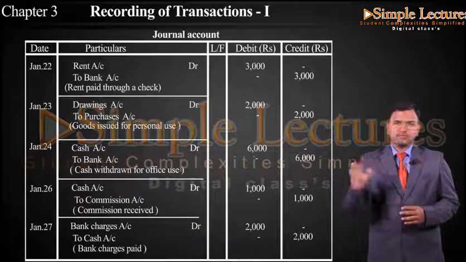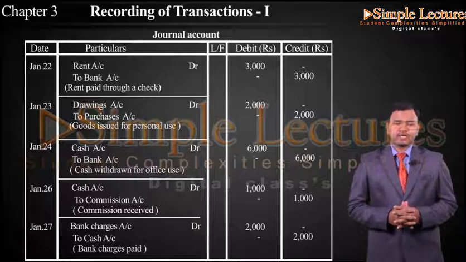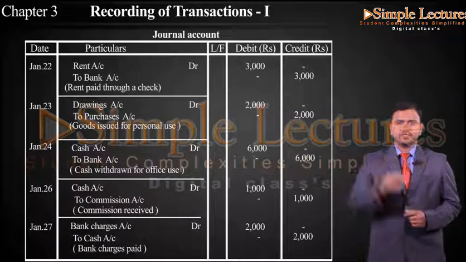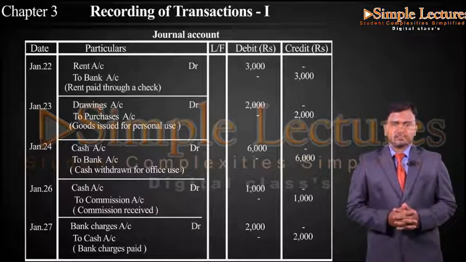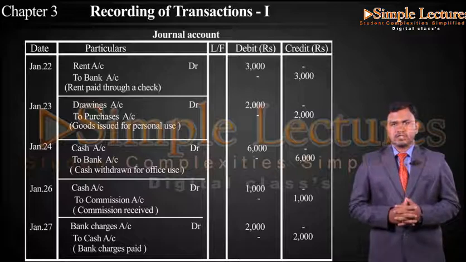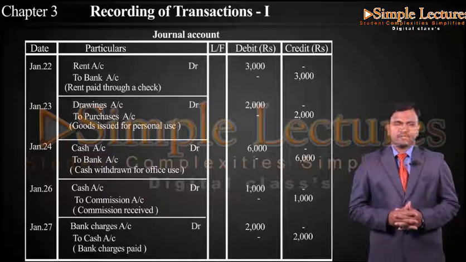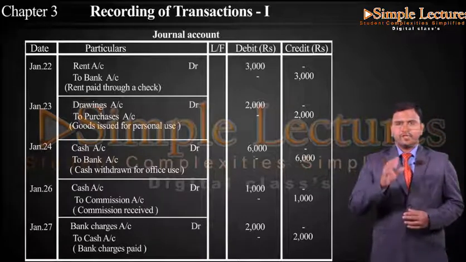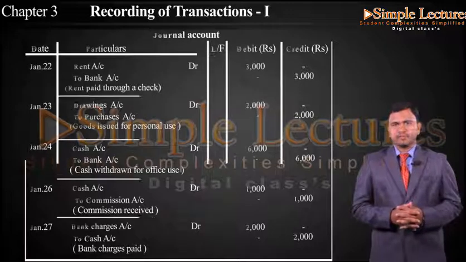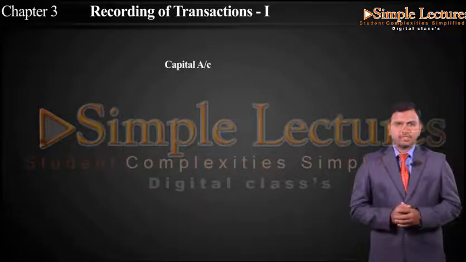Now once we are done with the journal, we have to start posting these journal entries to the ledger account. When coming to the journal, we have many entries over here. For each entry we have to prepare an individual ledger account. So now let us take capital first, and we will prepare a ledger account for the capital.